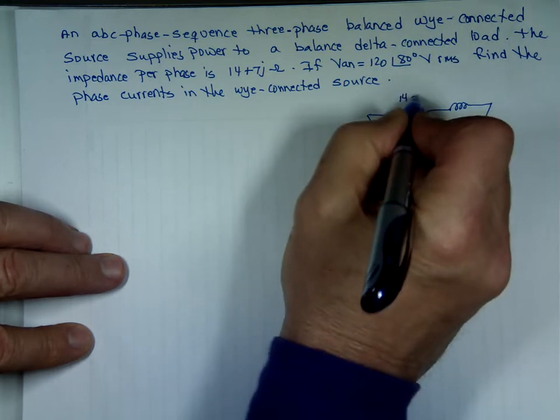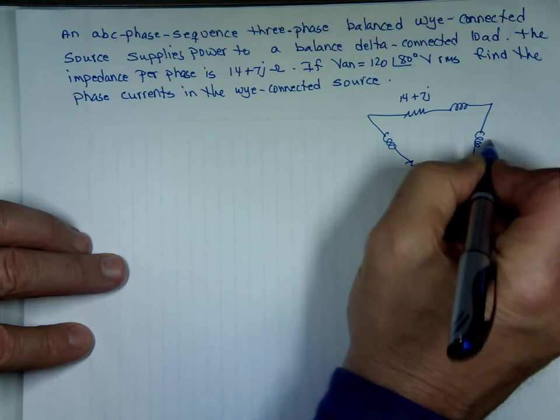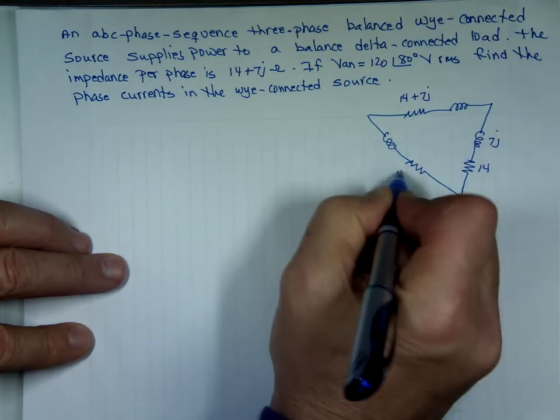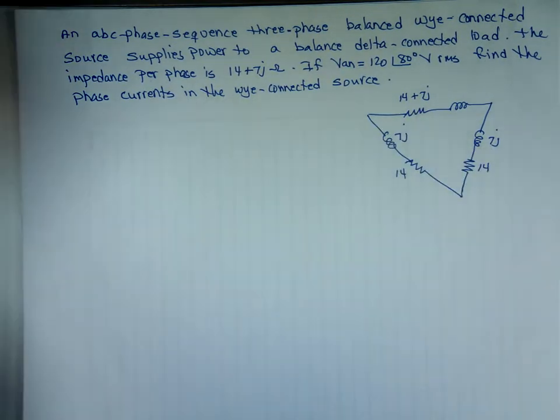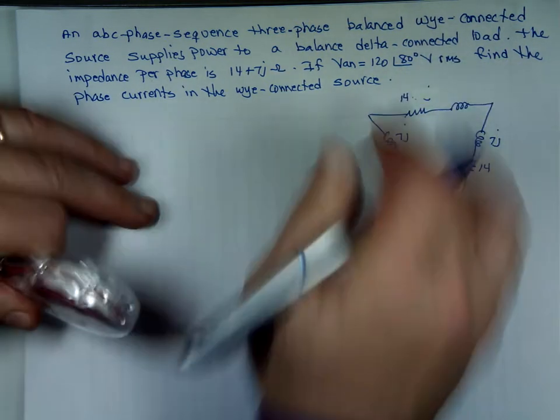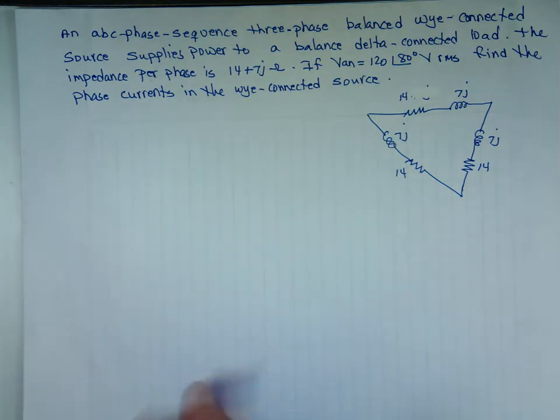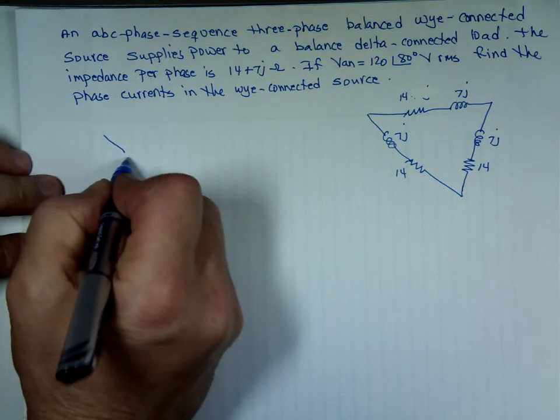It's 14 plus 7j. Well, this is 14, this is the 7j. This is the 14, this is the 7j. And right here, 14, this is the 7j. And my source is a Y source.